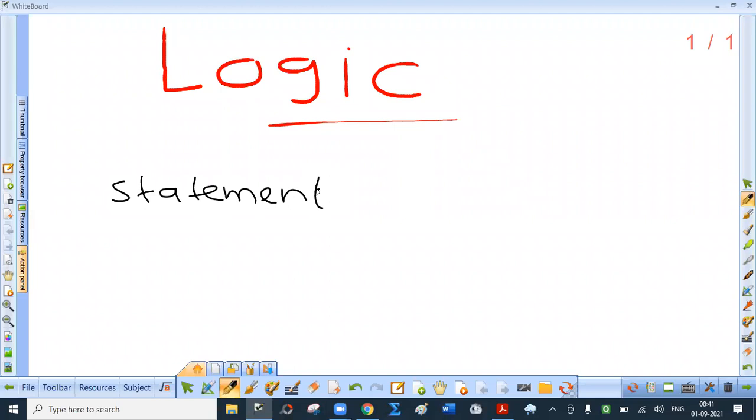I repeat this definition. It is an important one. A declarative, that is assertive sentence, which is either true or false, but not both simultaneously, is called a statement, that is proposition in logic. And therefore sentences which are incomplete or imperative or interrogative or exclamatory or suggestive are not taken as statements in logic. Note that a statement is either true or false, or equivalently either valid or invalid.